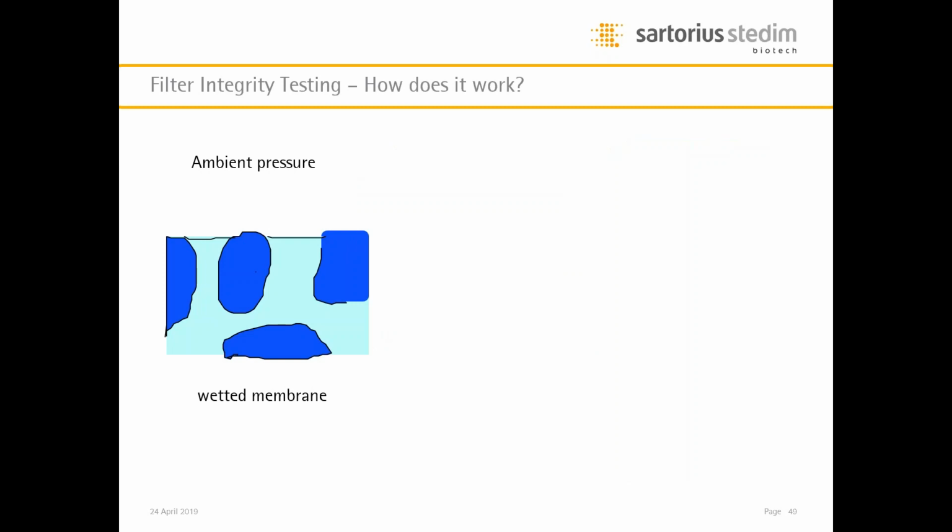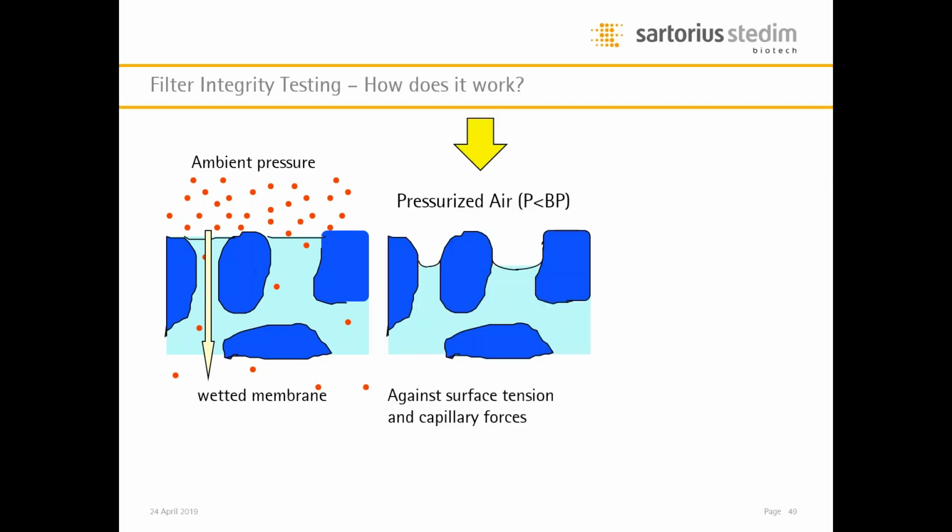But how is this done? The integrity test is done just by increasing the pressure and through the wetted membrane, and you will then see a certain pressure decay. This will be detected by the instrument, by the integrity tester. This is correlated to the bacteria challenge test that I just explained.